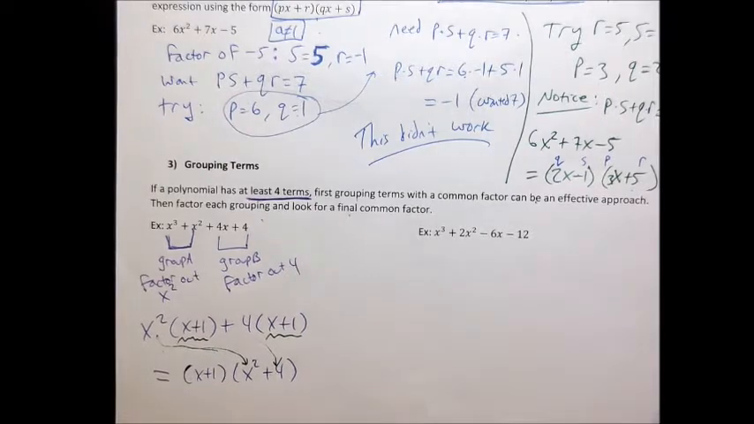And so the nice thing was, again, once we grouped them and pulled something out of each one, they each also have an x plus 1, and we're able to take that entire thing out front, and what's left from this piece is the x squared, and what's left from this piece is the 4. Questions about that at all?